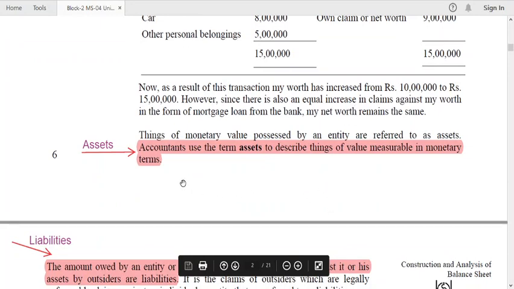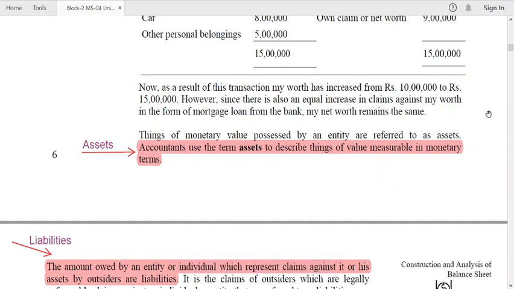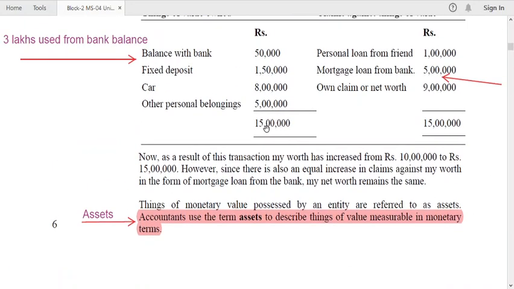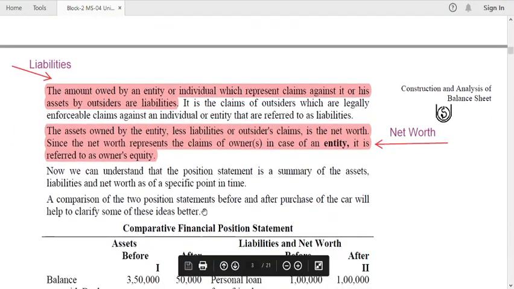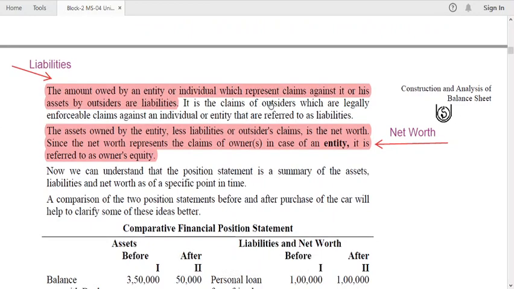Now what are assets? Accountants use the term assets to describe things of value measurable in monetary terms. All those items which have value in terms of money are called assets. What are liabilities? The amounts owed by an entity or individual which represent claims against it or his assets by outsiders are liabilities. Claims against the things of value or assets is known as liability. Claims by outsiders is called liability. Claims by owners is called owner's equity. The assets owned by the entity less liabilities or outsiders' claims is the net worth.